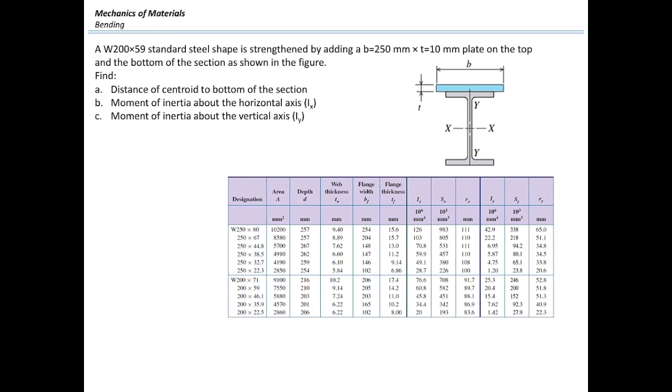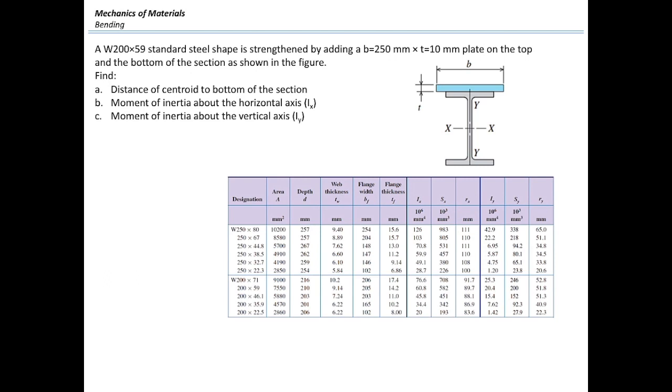A W200 by 59 standard steel shape is strengthened by adding a plate with the width of 250 mm and the thickness of 10 mm. We want to determine where is the location of the centroid and how much is the distance of the centroid to the bottom part of the section. Also, we want to determine the moment of inertia about the horizontal axis and the vertical axis.